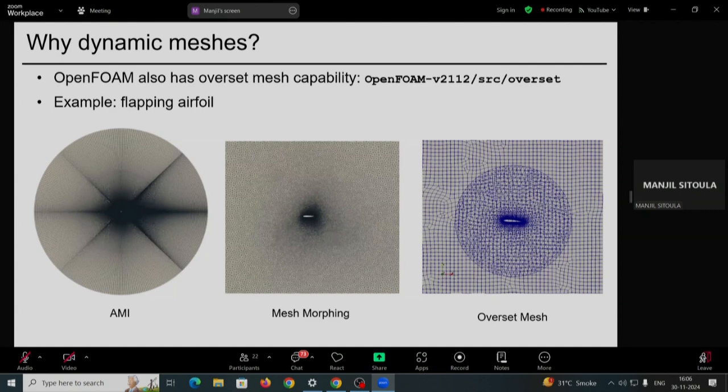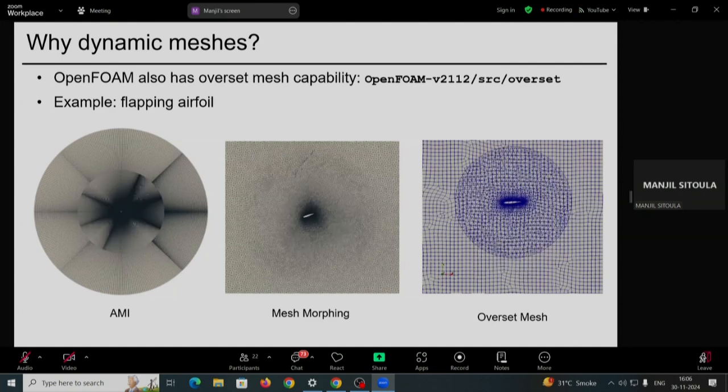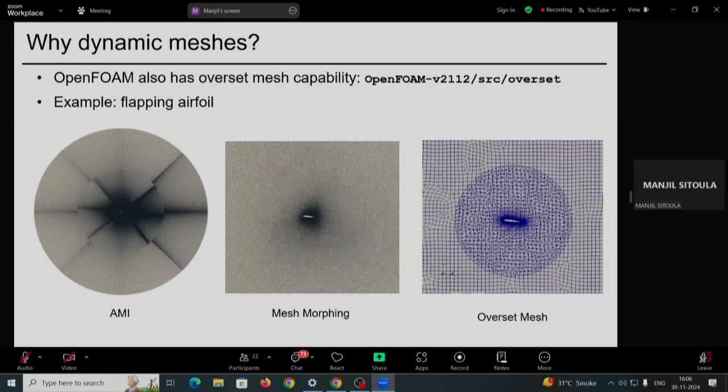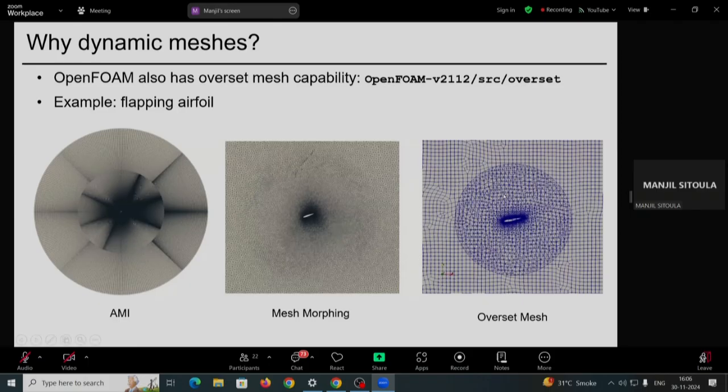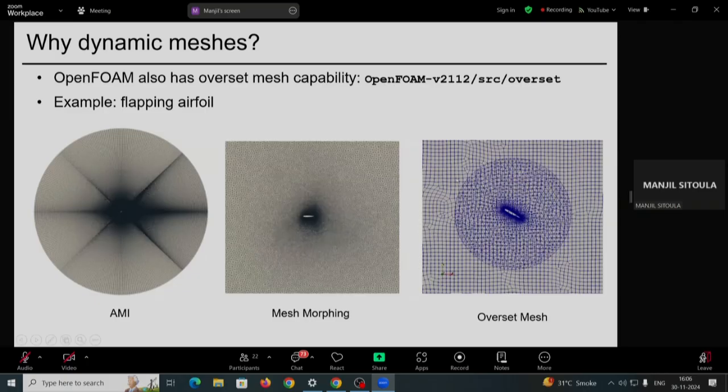Whereas in overset mesh, there are overlaid disconnected patches, disconnected component meshes, which can intersect each other, but they do not deform. So we can see that there is no deformation of mesh in the overset mesh. In order to transfer the information of the boundary to the background meshes, there are interpolation techniques that take place in the overset mesh.